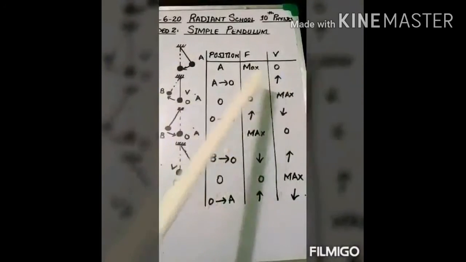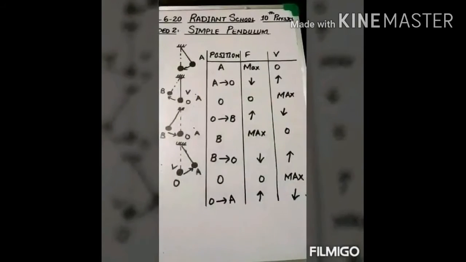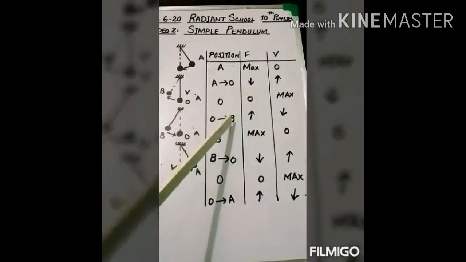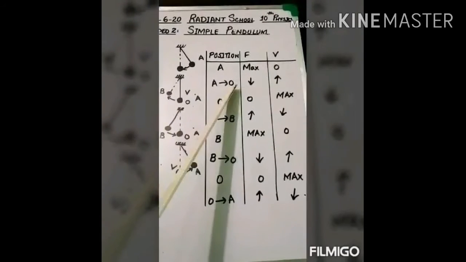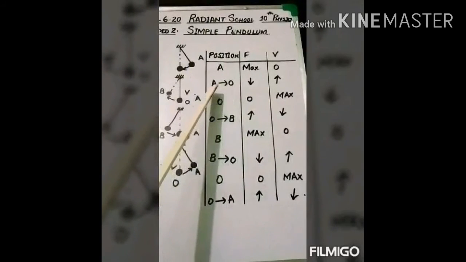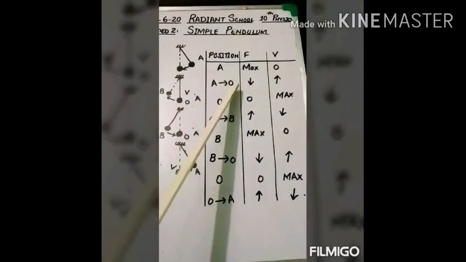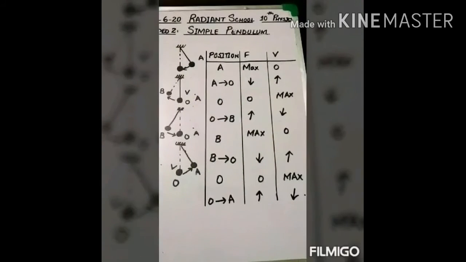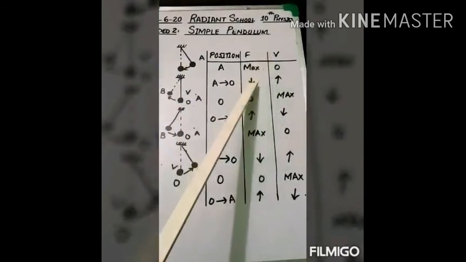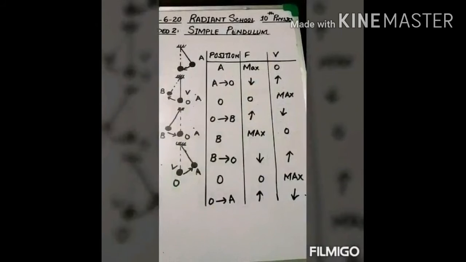So we have discussed the mean and the extreme position separately. Now let us see how the body moves in between, from extreme to mean or mean to extreme. As the body moves from extreme to the mean position, like A to O or B to O, what will be happening? The displacement from the mean position will be reducing. Because of that reduction, the restoring force will also be decreasing.